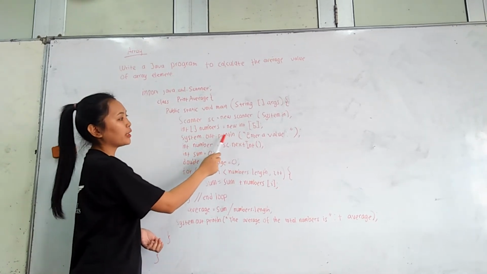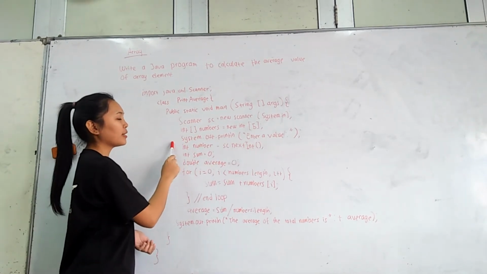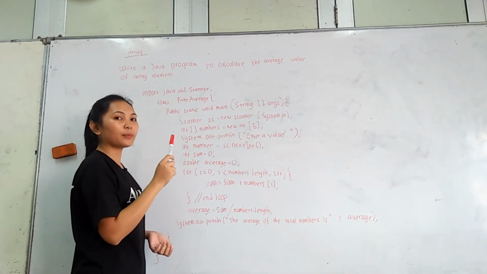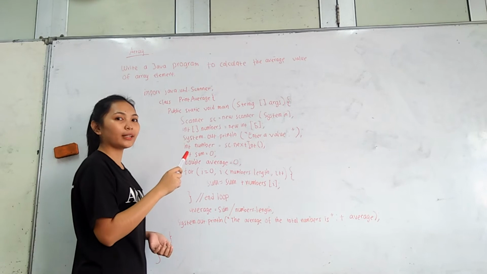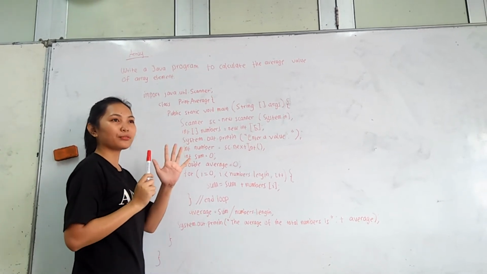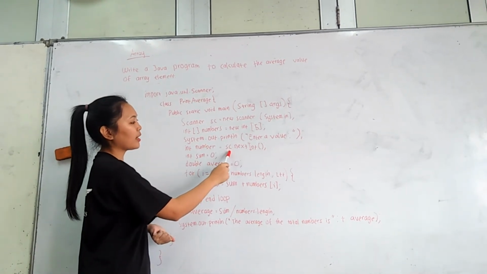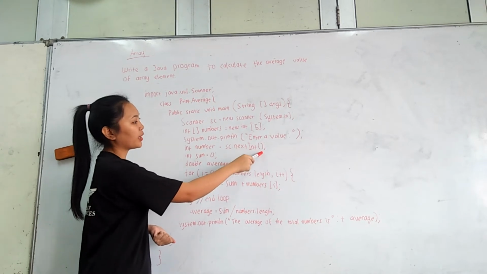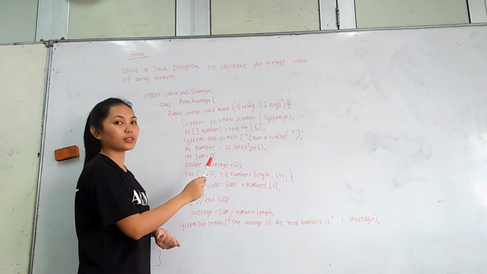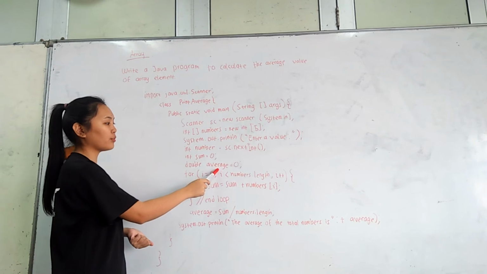So System.out.println("Enter a value"). For this statement, the user should enter any number, for example 2, 5 or 10, and the count of numbers must be 5. So numbers[i] = sc.nextInt(), which means all the values entered by the user are stored. Firstly, we're going to declare the sum and the average.